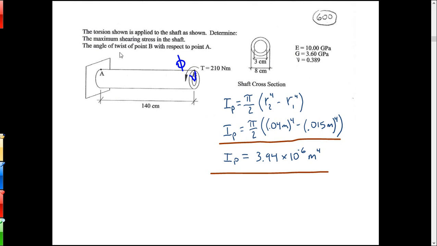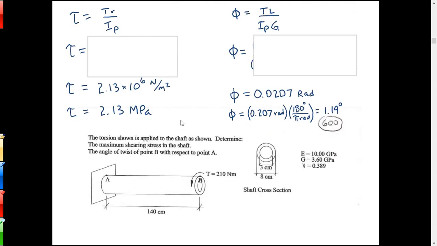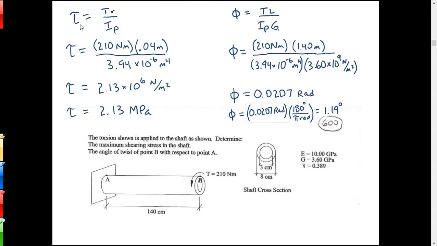Okay, so we want to find the shear stress in this shaft, and also the twist at the end of the shaft, B with respect to A, which I've got dimensioned right there. There's the twist angle. We just apply the basic formulas. The shear stress is TR over I. Plug in T, R, and I, and we get 213 times 10 to the 6 newtons per meter squared, 2.13 megapascals.